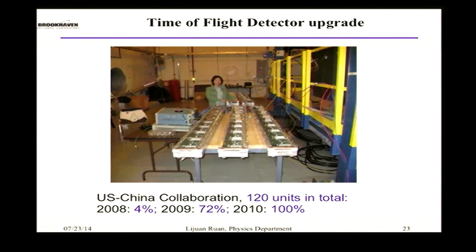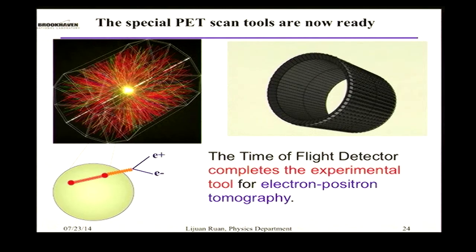For the next 2 years, we finished the time-of-flight detector upgrade. So in 2010, we had the full system, which means 120 units of this kind. Now, with the full time-of-flight detector coverage, that means large acceptance with clean electron identification, we can say we have an electron-positron tomography tool ready.